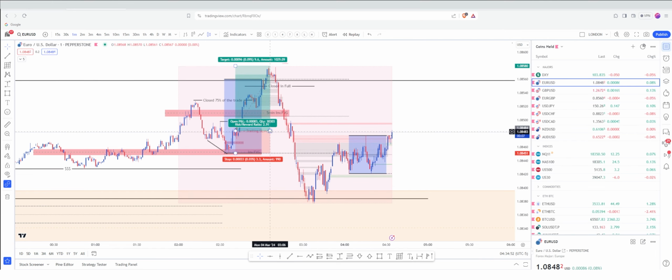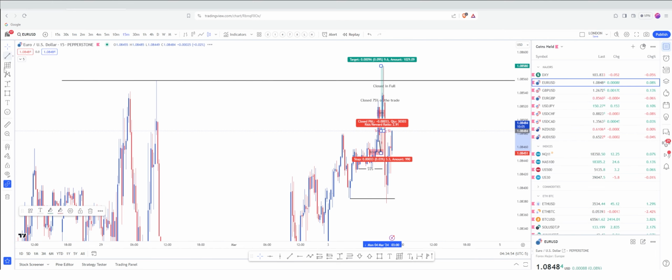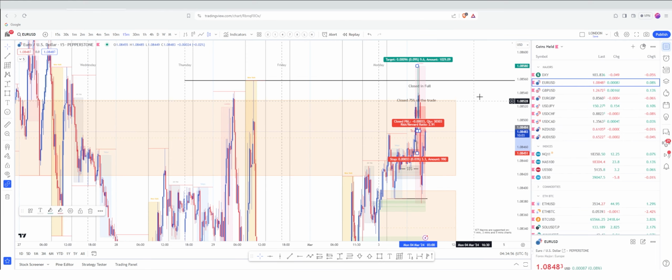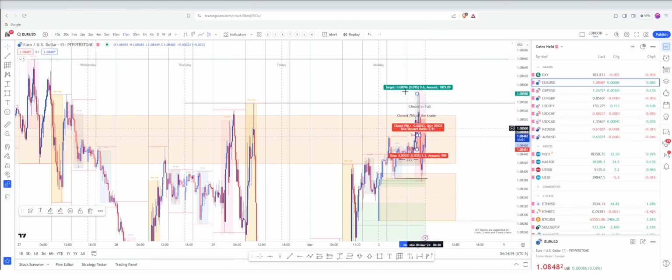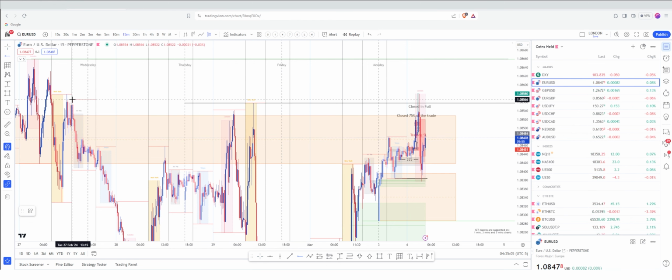So as we closed out of this trade, we had 3 levels of liquidity highlighted on our screen, which was the Thursday high from the 29th of February. We also had a session high from the New York PM session on the 27th of February, and then we had the New York high as well.